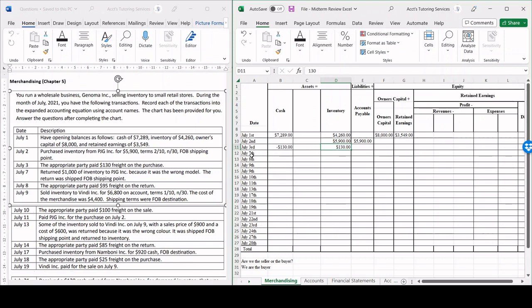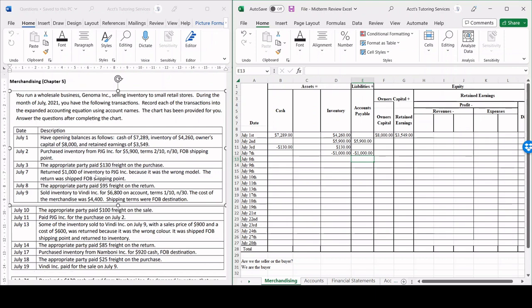So simply put, on July 7th, our inventory is going to be decreased or reduced because inventory is now leaving our warehouse, right? We have less inventory. Since we returned this $1,000, we don't owe this money anymore. So our future obligation or accounts payable is also going to be decreased by $1,000.